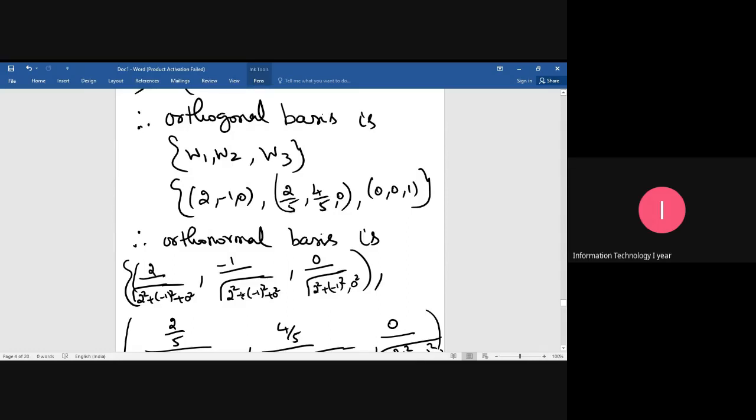The final step is important, because what you have calculated, W1, W2 and W3, are an orthogonal basis. So if we need an orthonormal basis, you have to write one more step. So this is the way you can apply it. We can find an orthonormal basis by using the Gram-Schmidt orthogonalization process. Any doubt, you can ask me now.